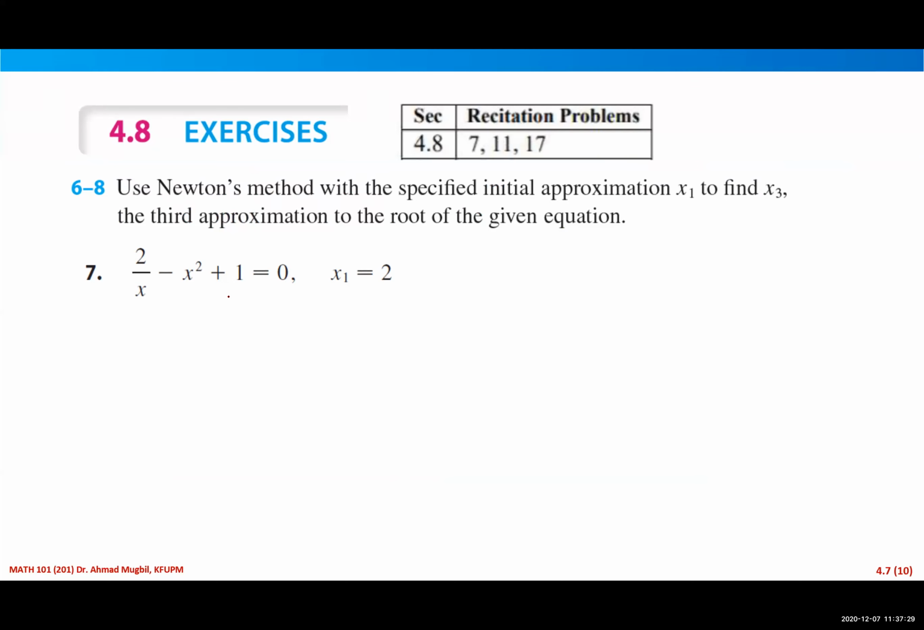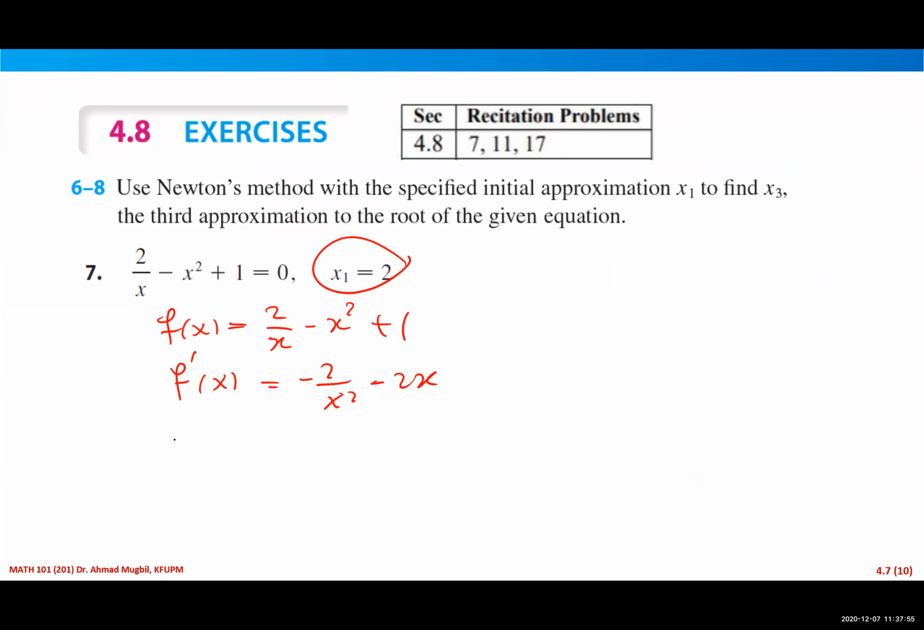So we will call this, ya Shabab, now we cannot solve it explicitly, of course. We will call this f of x. So what we have, f of x will be 2 over x minus x squared plus 1. Next, we will find the derivative. It is negative 2 over x squared minus 2x. Next, we will apply, he gave me x1, and this is good, by the way.